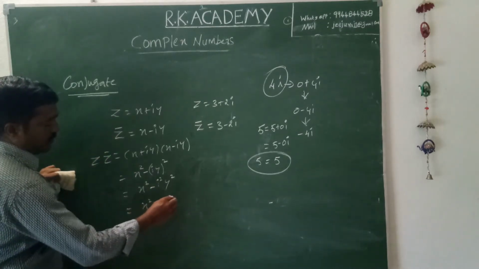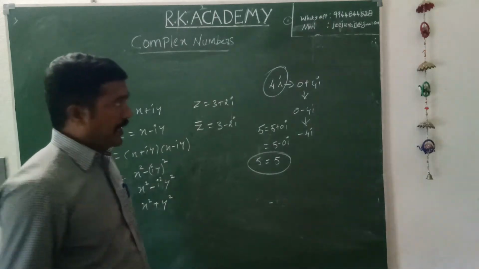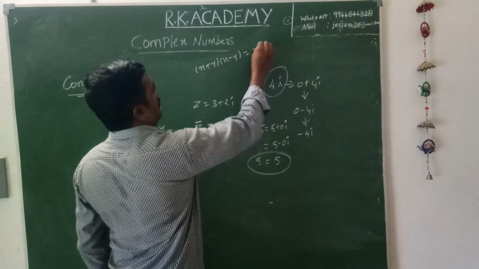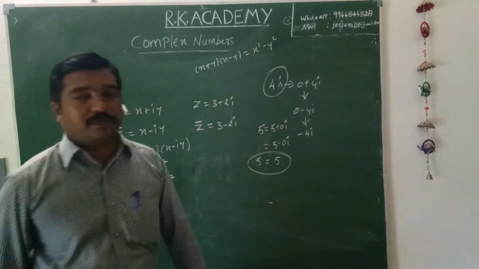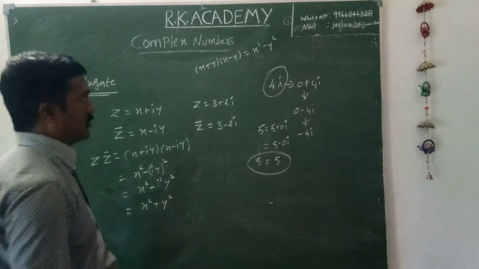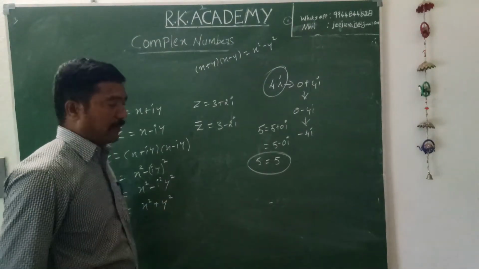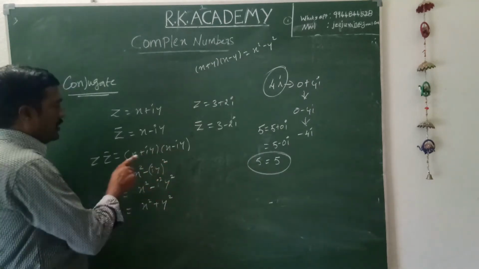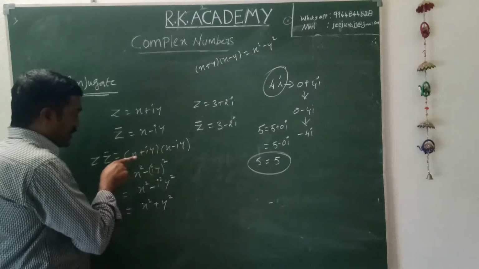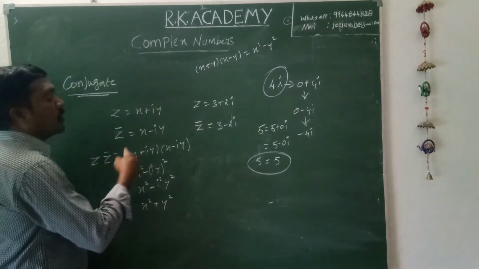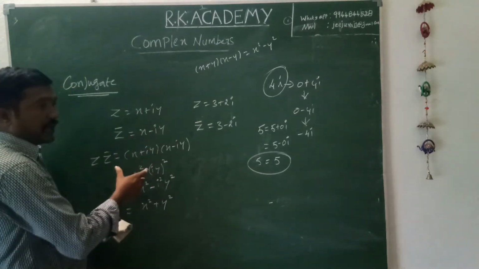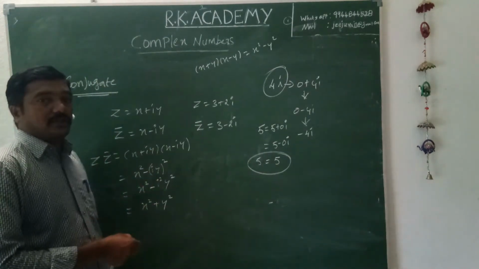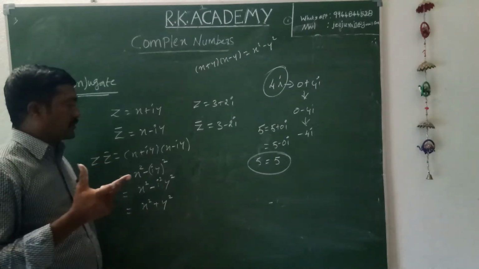So plus y square. In general, in algebra, x plus y into x minus y is equal to x square minus y square. A plus b into a minus b is a square minus b square. Now from the complex number, a plus ib into a minus ib, that is x plus iy into x minus iy, it's the complex number times its conjugate. We can write real part of the complex number square plus imaginary part of the complex number square.